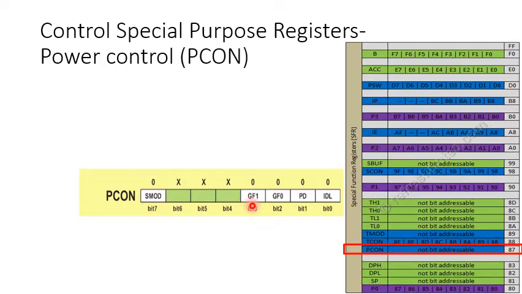Then the bits GF1 and GF0 are general purpose flag bits, and PD is nothing but the power down bit. When this bit is set to 1, the microcontroller goes into power down mode, and this IDL bit is nothing but the idle mode bit. If this bit is set to 1, then the processor enters idle mode. The microcontroller does not use the rest of the 3 bits.